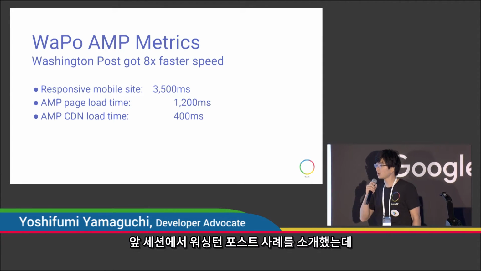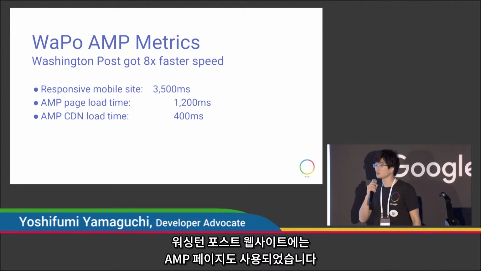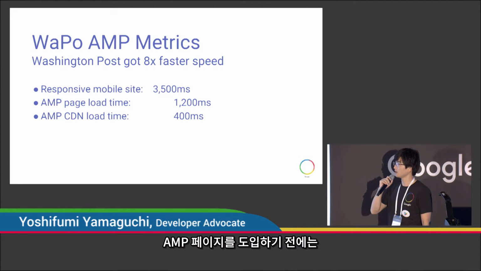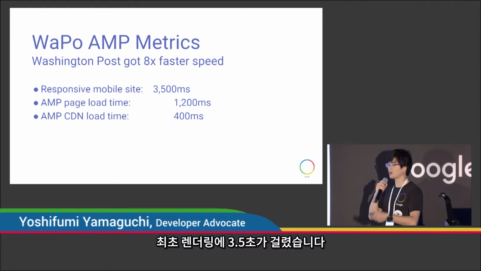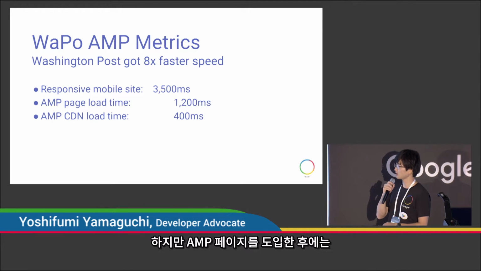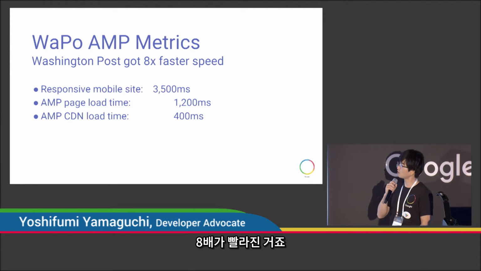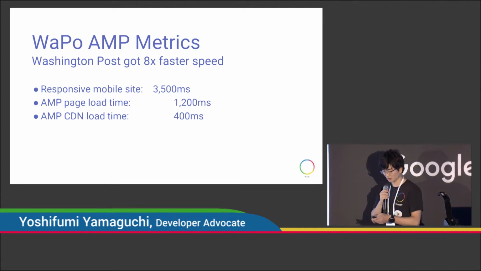Actually, the Washington Post, which was introduced in a previous session, also introduced the AMP pages in their website. Before introducing the AMP pages, it took 3.5 seconds for the fast rendering. But after introducing the AMP pages in their websites, the first view got 400 milliseconds, so more than 8 times faster. This is really huge.